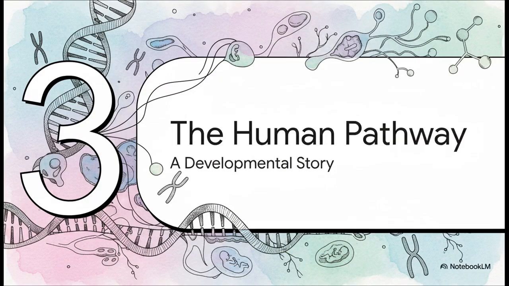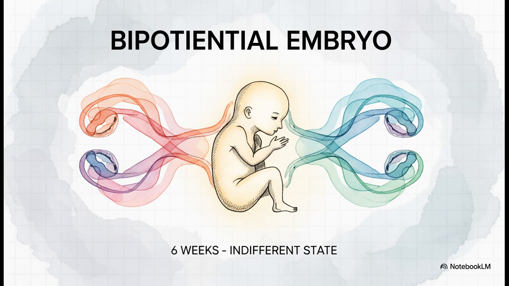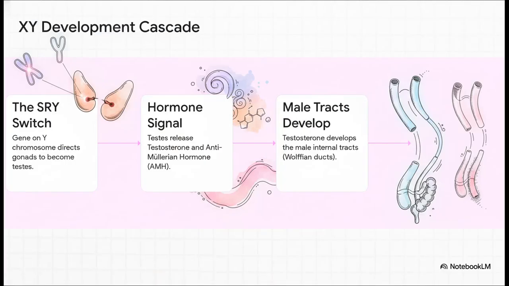Okay, so keeping all that incredible diversity in mind, let's zoom way in. It's time to leave the rest of the animal kingdom behind for a moment and focus on the really specific developmental story in our own species, the human pathway. So here's something wild. For the first 6 weeks or so of development, a human embryo is in what's called a bipotential state. That means it literally has the foundational plumbing for both male and female reproductive systems, these things called the Wolffian and Mullerian ducts. At that early stage, it truly has the potential to develop along either pathway. So what pushes it one way or the other?